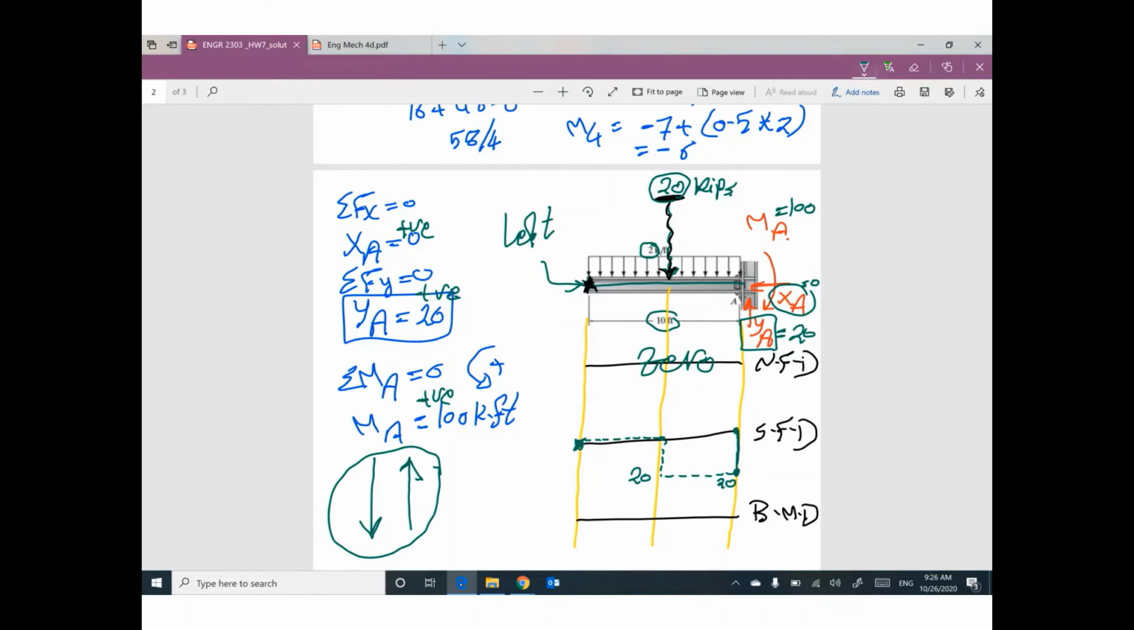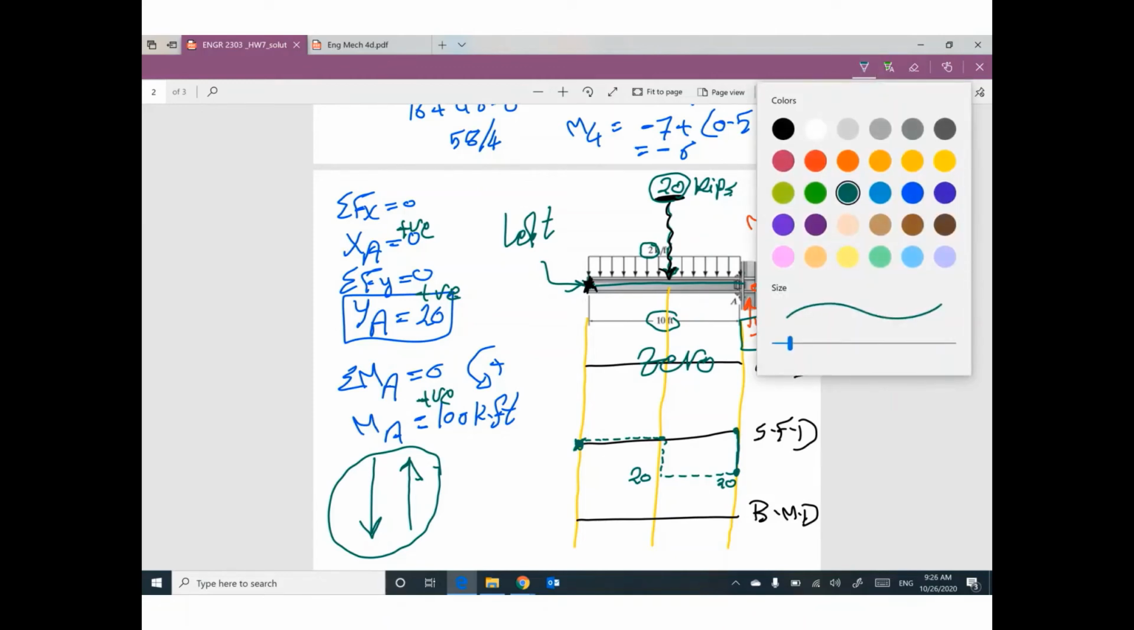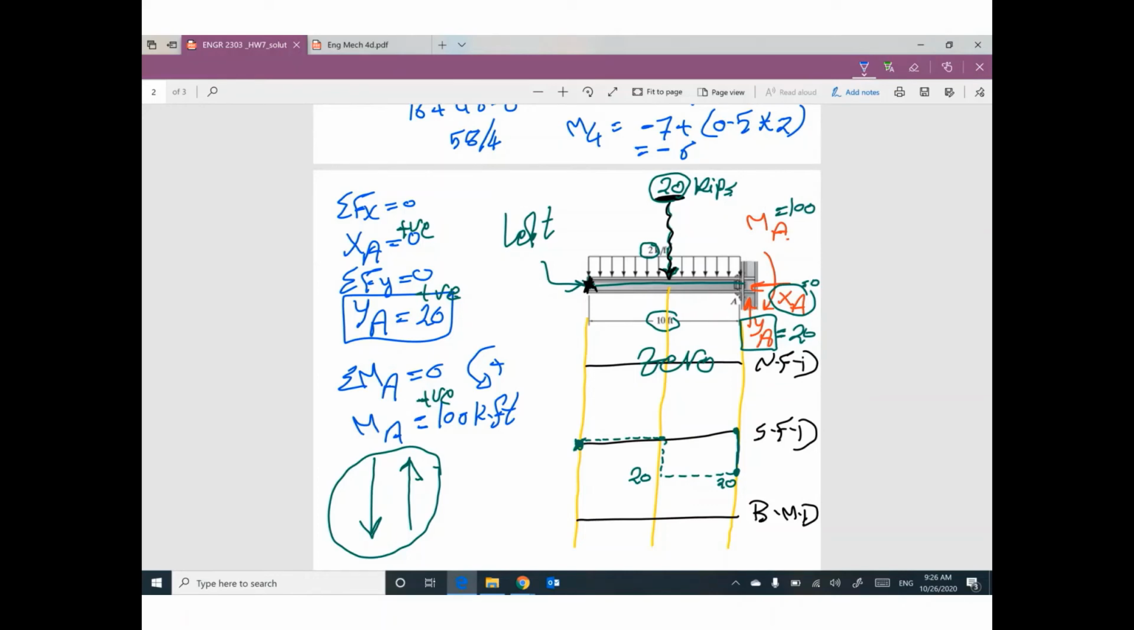Guys, do you remember what should I do at the end? From the first point of the dashed line to the end point of the dashed line, I have to draw a solid line. Negative.